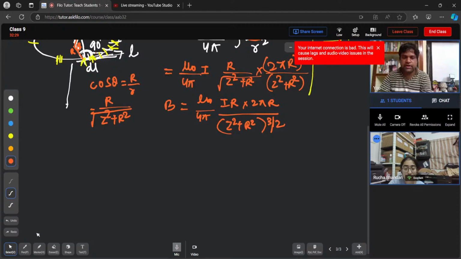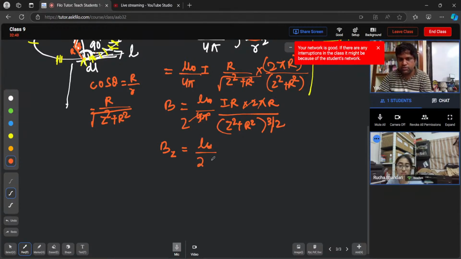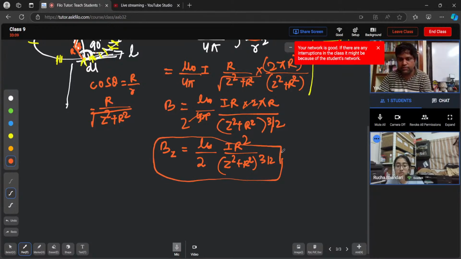This magnetic field we are getting in the z direction. So in your book it's written Bz. We can also write the direction as Bz. So we are getting mu naught by 2, I r square divided by z square plus r square to the power 3 by 2. This is the expression given in the book.